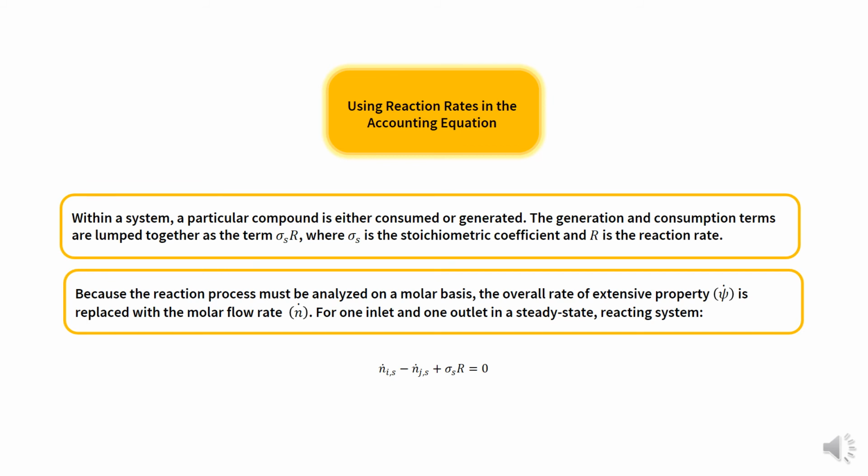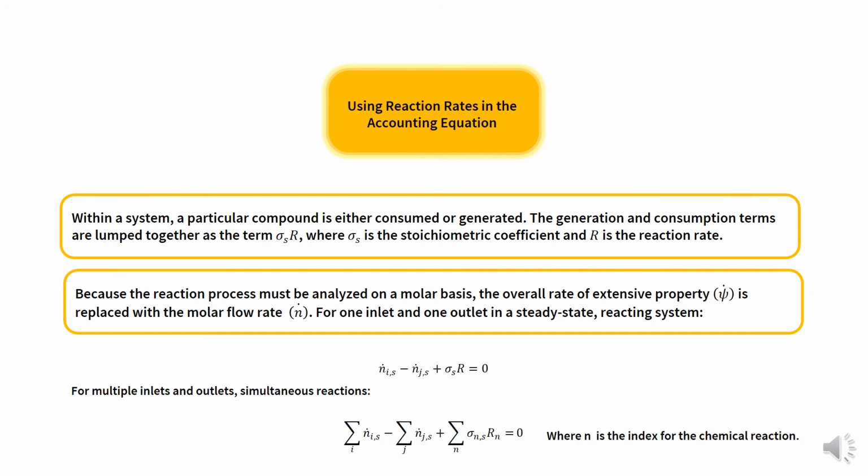And for one inlet and one outlet in a steady state reacting system, the reaction rate can be written for a compound S as shown in the slide. For multiple inlets and outlets in simultaneous reactions, we can use the equation shown in the slide, where n is the index for the chemical reaction.